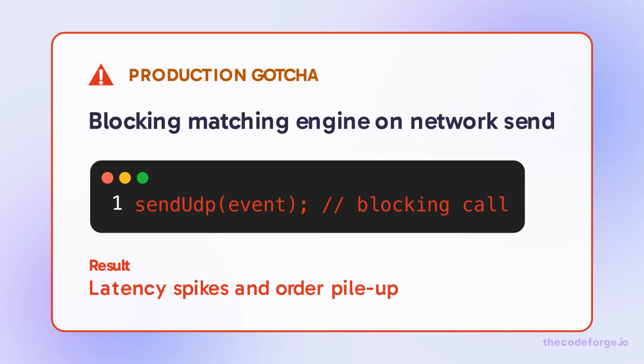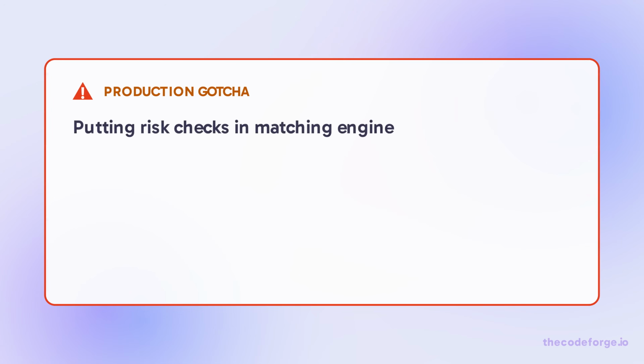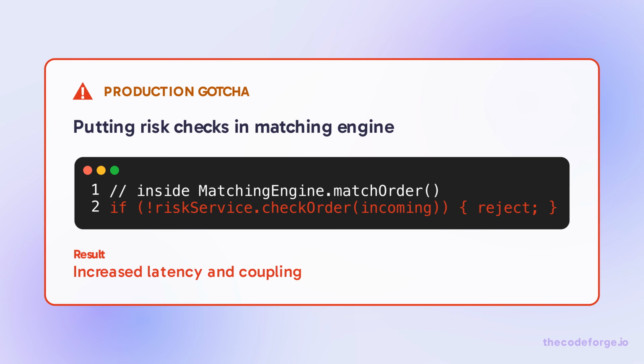Never block the matching engine on network I/O. Use a separate thread or disruptor to handle publishing. If the network is slow, drop packets with sequence numbers rather than block. Risk checks should be a separate service. Putting them in the matching engine adds latency and couples concerns. Keep the matching engine focused on matching.